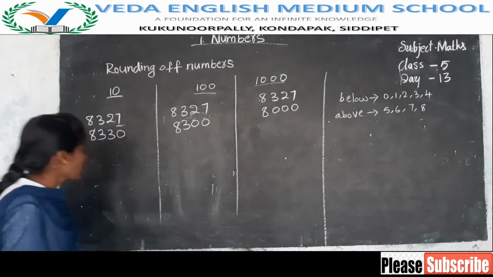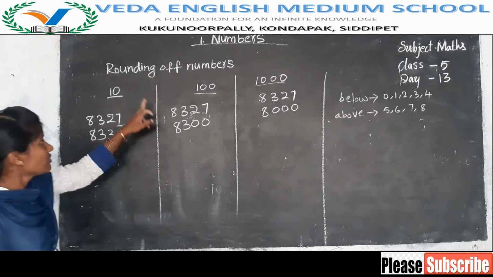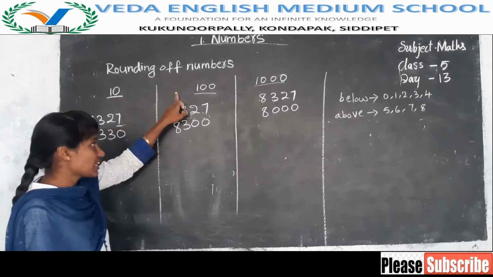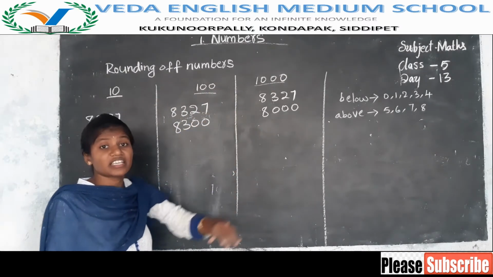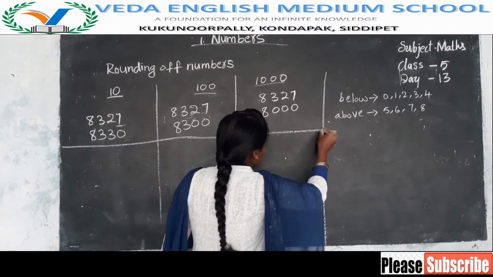So same number. If it is nearest tens, answer is 8330. If it is nearest hundreds, answer is 8300. If that is nearest thousands, then that is 8000. So more one number we will take.